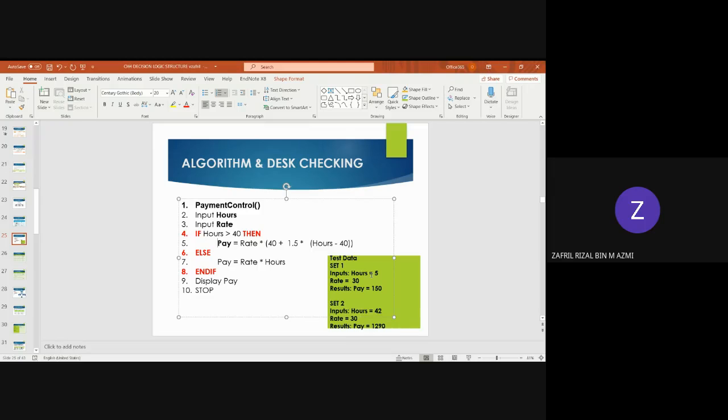You need to give the input value, and you need to manually calculate by yourself what the output is for the input value that you have chosen. So you need to manually calculate to get the output. Based on this input and output value, 5, 30 and 115, you need to put it inside your desk check table.